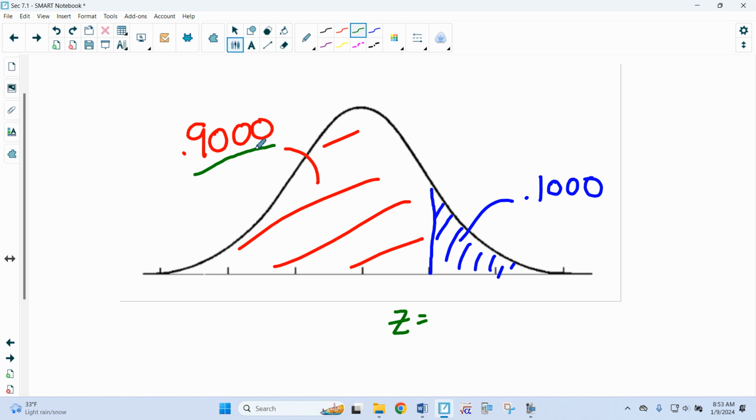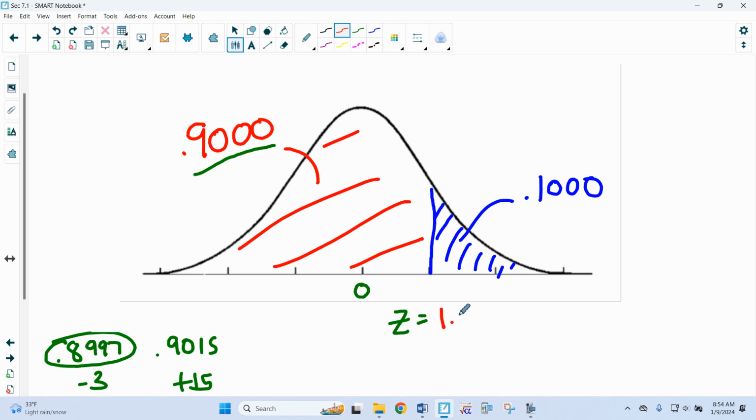So I flip it over to the positive, because I'm to the right of 0, and I look for 0.9000. The 2 I get are 0.8997 and 0.9015. This is 15 over, this is 3 under, so I'm going to go with the one that is 3 under as the closest. If I look in my chart, that's going to give me a positive 1.28.